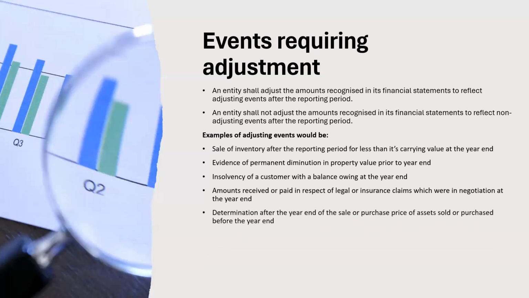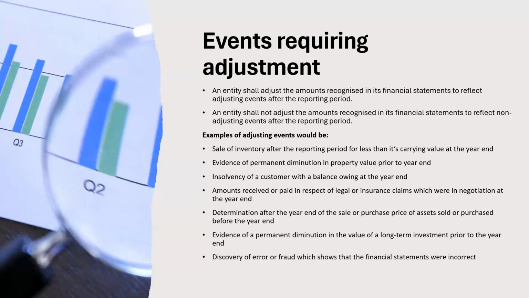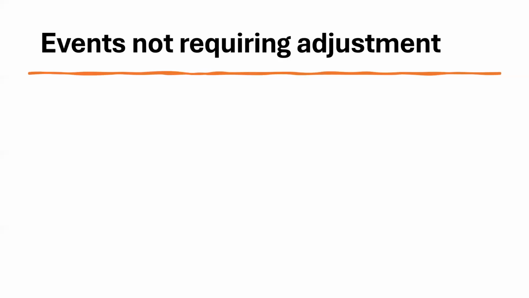Determination after the year end of the sale or purchase price of an asset sold or purchased before the year end. That one, my friends, is also an adjusting event. Evidence of a permanent diminution in value of a long-term investment prior to the year end. Adjusting event. Discovery of error or fraud, which shows that the financial statements were incorrect. Adjust.